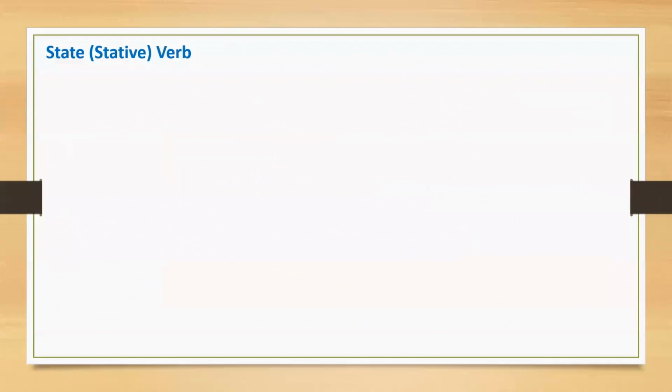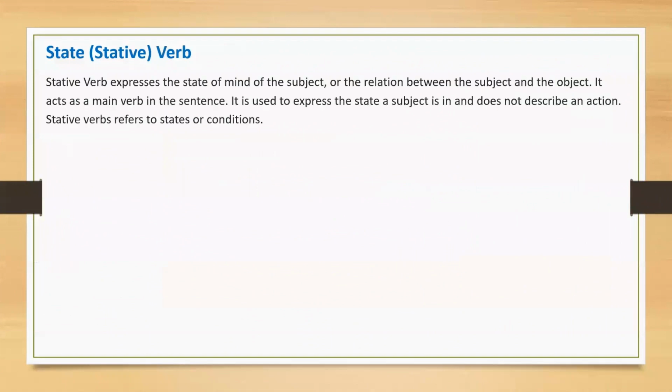State or stative verb. Stative verb expresses the state of mind of the subject in the sentence, or the relation between the subject and the object in the sentence. It acts as a main verb in the sentence. It is used to express the state a subject is in and does not describe an action. Stative verbs refer to states or conditions.